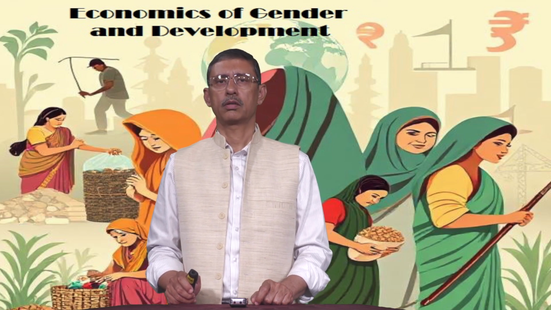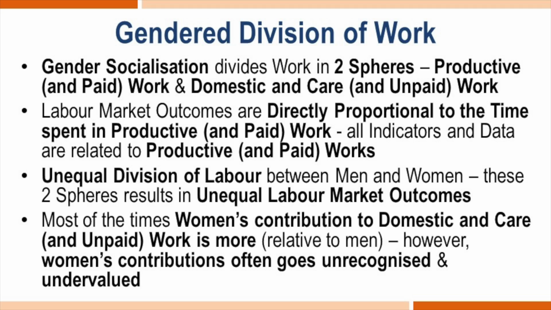We have so far seen that gender socialization divides the sphere of work into two distinct spheres. One is productive and paid work, and the other is unpaid domestic and care work. Historically, and we have already discussed this in detail, men take care of productive and paid work, whereas women mostly are engaged in unpaid domestic care work.